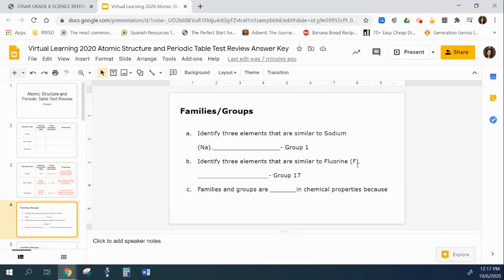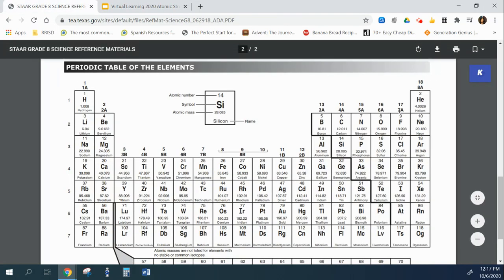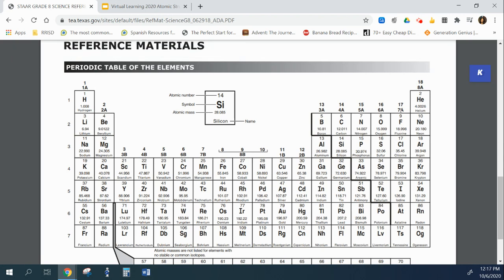Identify 3 elements that are similar to fluorine, group 17. So I'm going to go to group 17, which is really group 7, because remember, in groups 13, 14, 15, 16, 17, we are actually taking the 1 off, and it refers to group 7. So we have the number of valence electrons in that outer ring is 7. So you could choose like fluorine, chlorine, bromine, iodine, astatine, or tennessine.